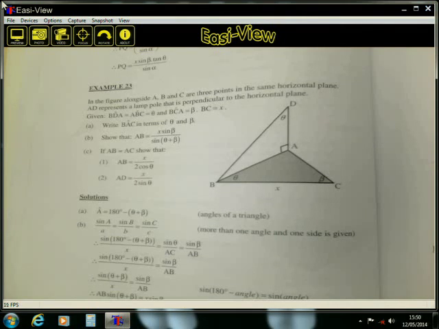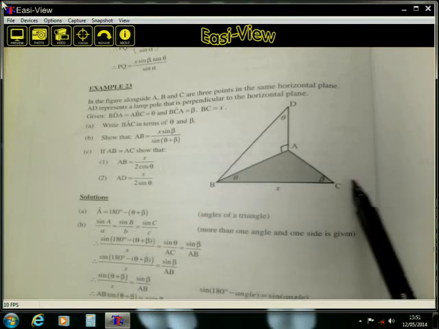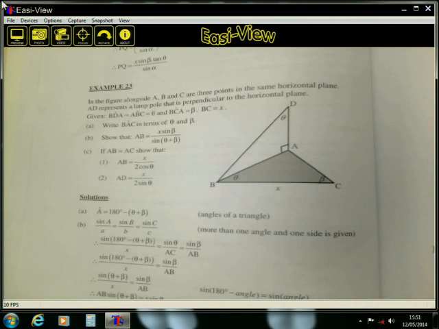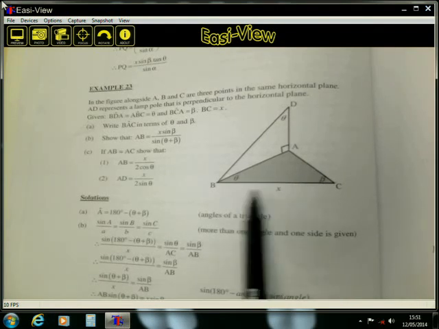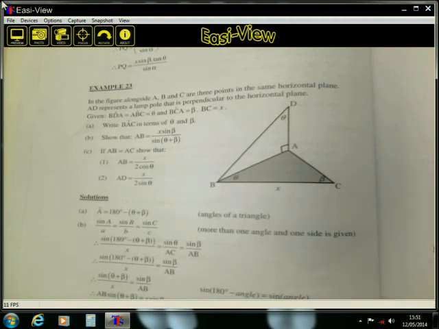Given BDA equals theta, and BCA equals beta. BC, which is this length here, equal to x. Write BAC in terms of theta and beta. Now, first of all, where do you find BAC? Find it in this triangle.